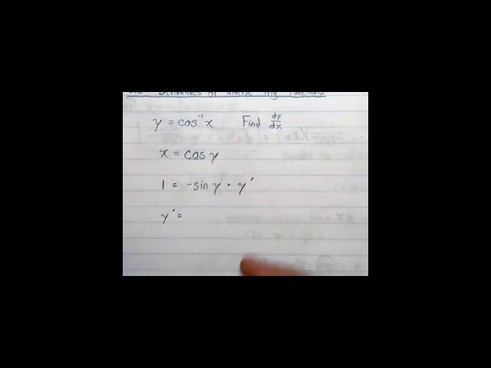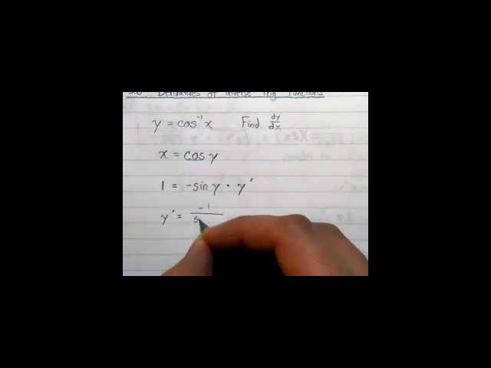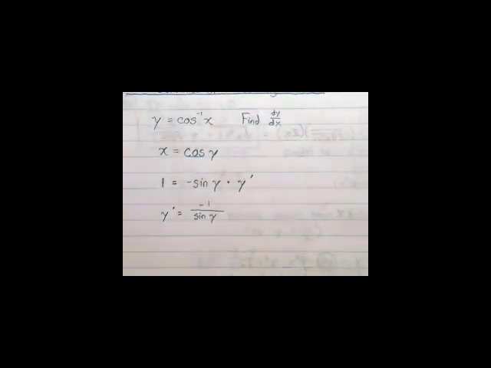becomes negative 1 divided by sine y. Okay, that's nice, but I really wanted a derivative of y where I'd have x in my answer somehow. Right now I've got a derivative that's got a y in it. So the question becomes, how can I take care of that?